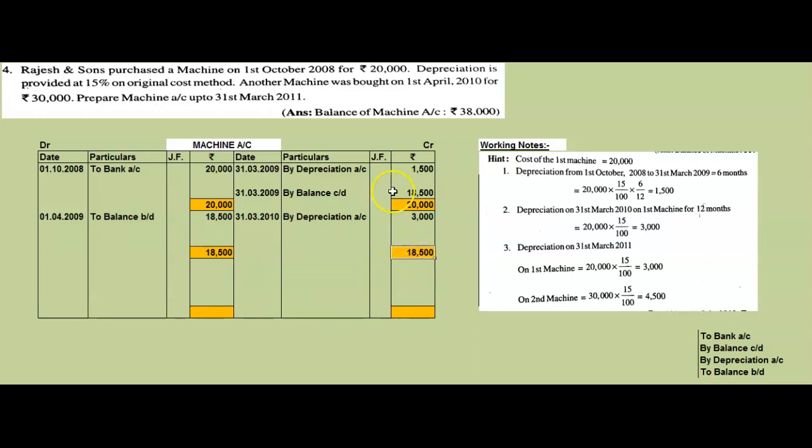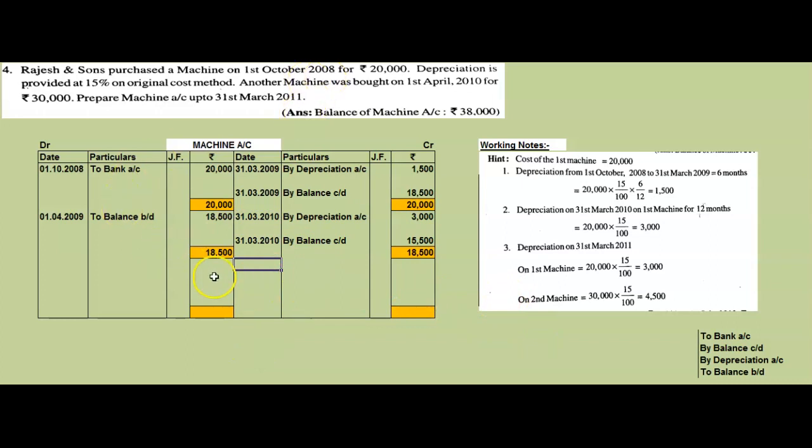18,500 minus 3,000. How much will we get? It is 15,500. So 15,500. What is it called? Balance carried down. Now date is the same. So in this way you have to take.